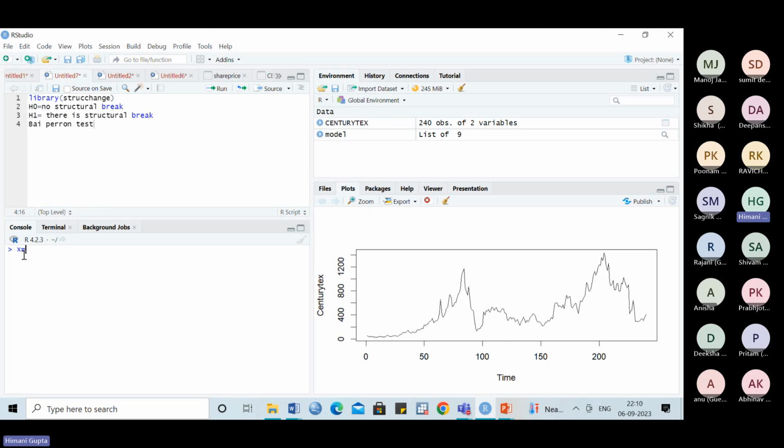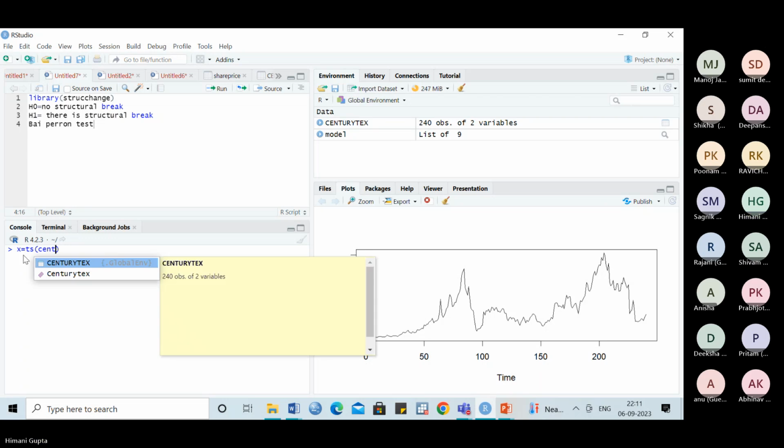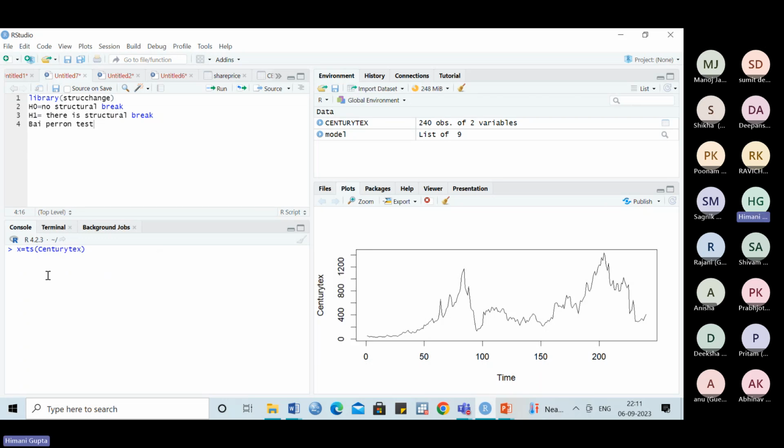So X is equal to ts. I'm saying convert the data into time series. The short form is ts, time series, and then the name of your variable. My variable name is Century Textile. So this is the name of the variable.